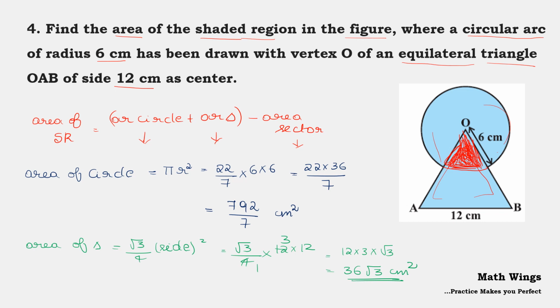Now we have found the area of the circle as well as the area of the triangle. Remaining is the area of the sector. So let us just list out the values on the next page. We have got the area of circle as 792 divided by 7 centimeter square, as well as the area of triangle, which is equal to 36 root 3 centimeter square. Now what do we have to find? We have to find the area of the sector.